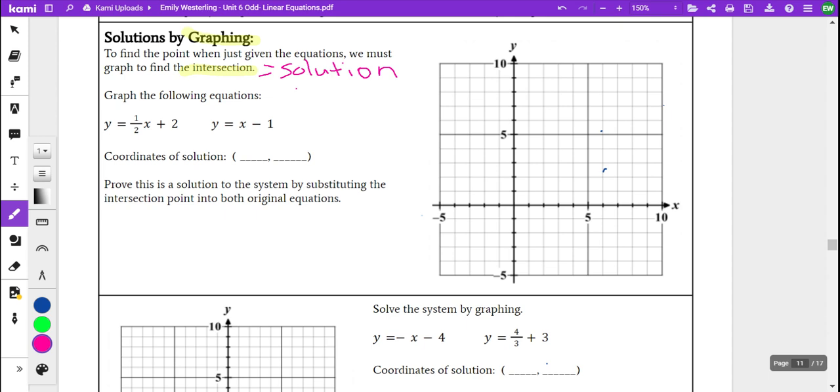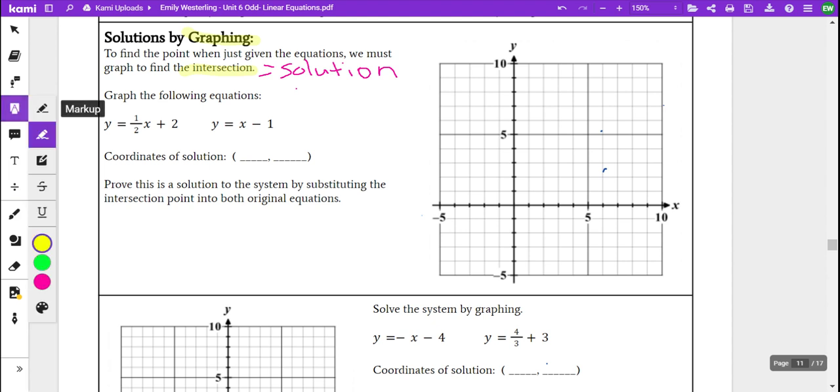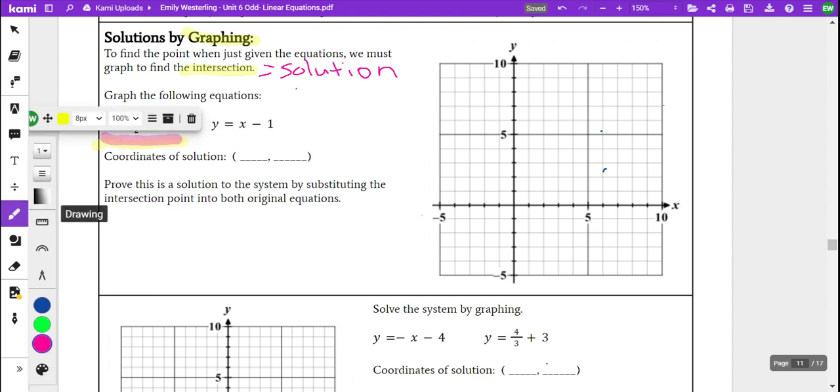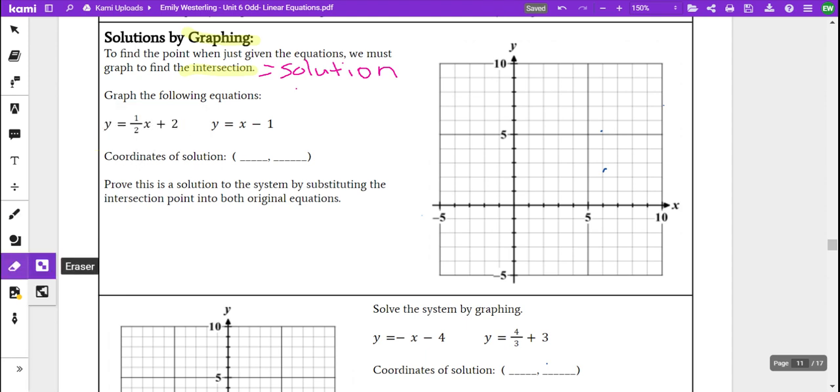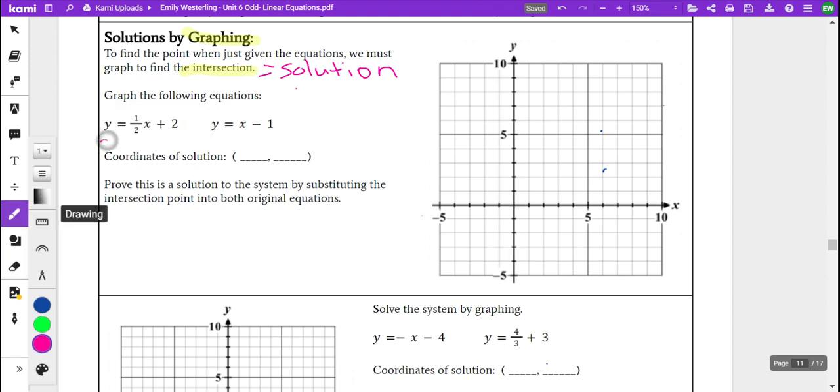It's really important that you remember how to do this. We've got two y-intercepts, plus 2 and negative 1. Let's start with this equation right here. I'm going to graph this one in pink.